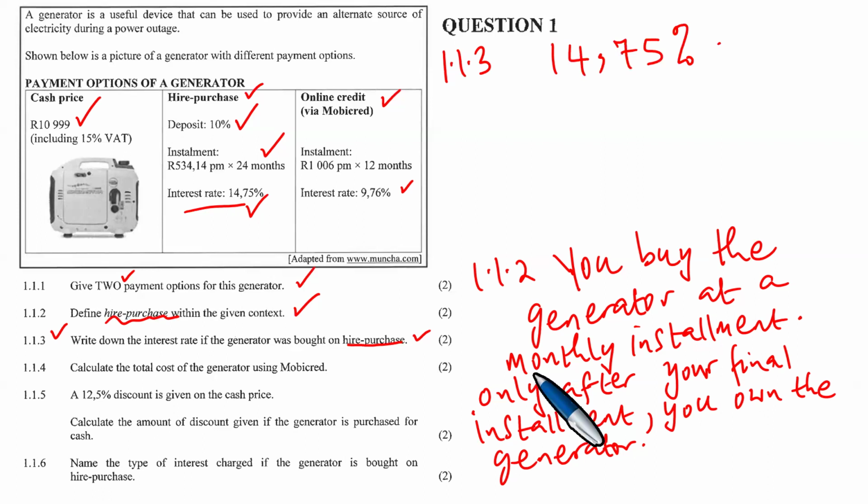So the interest rate on a hire purchase, you just have to see that they're saying it's a hire purchase. So on a hire purchase, you just pick the interest rate there and you write it down. Let us look at the next question.